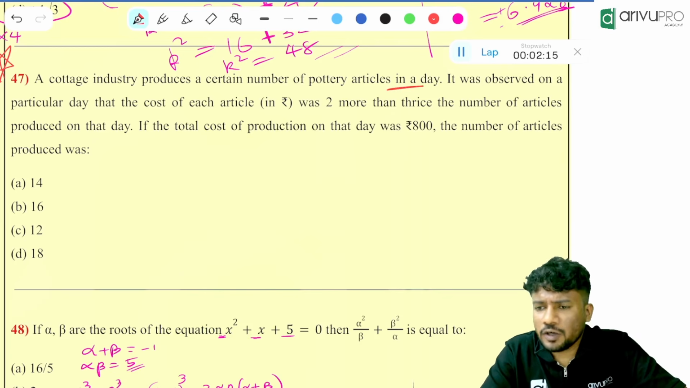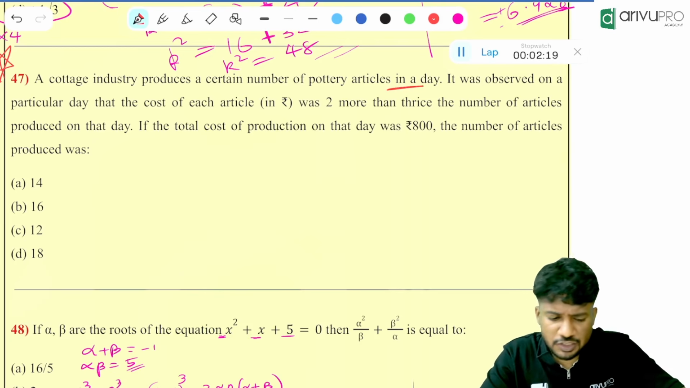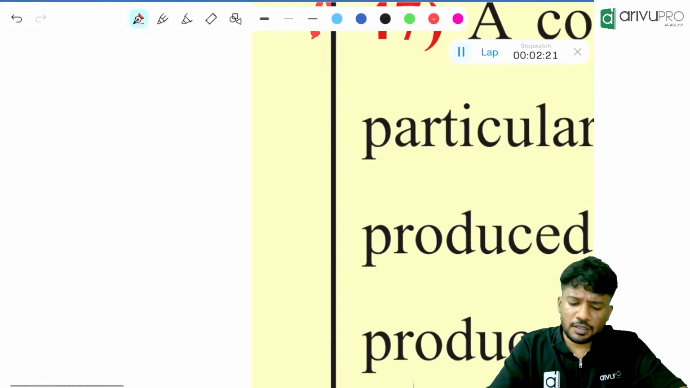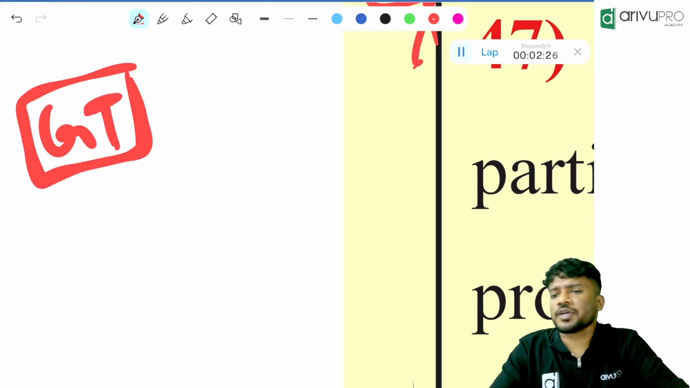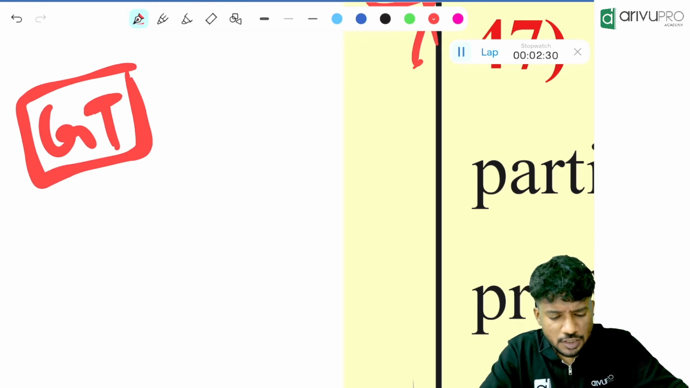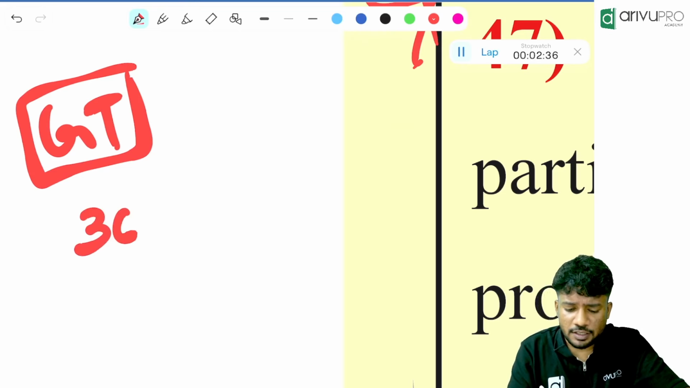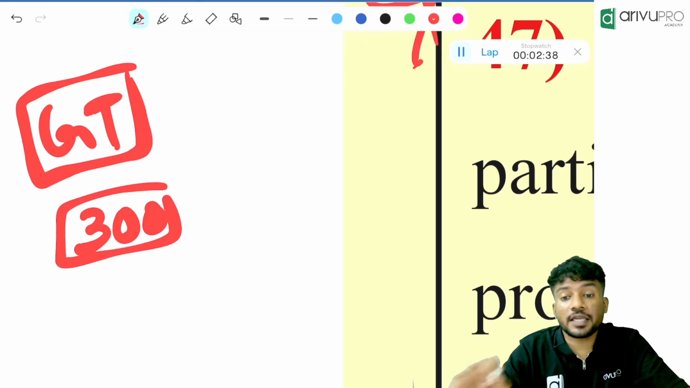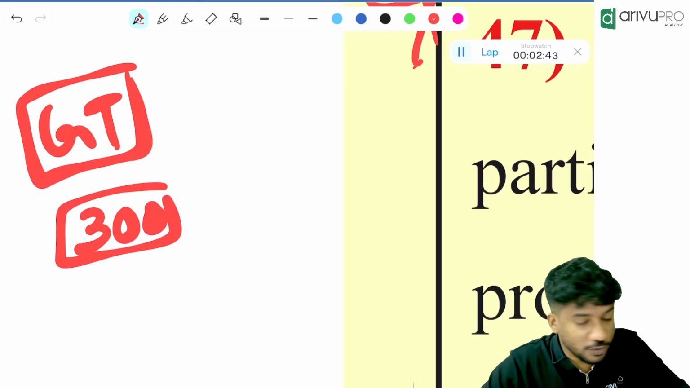Okay, they are telling a cottage industry is there. They are producing a number of articles in a day. For example, I am having my GT button calculator business. I started off, then I found that the cost for making one GT button calculator is 300 rupees.